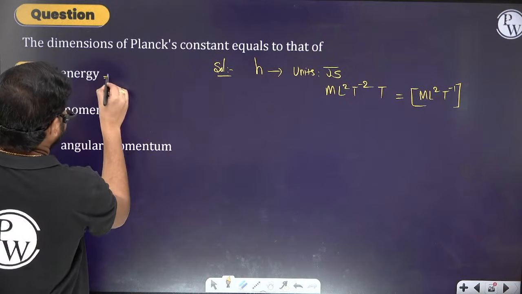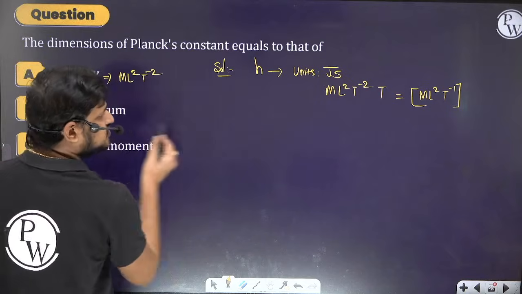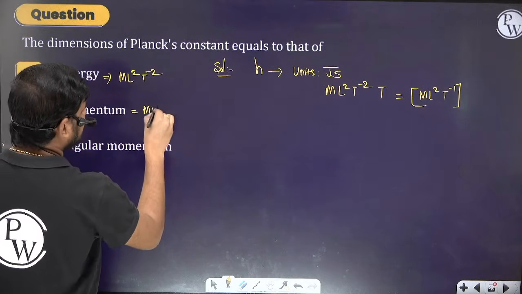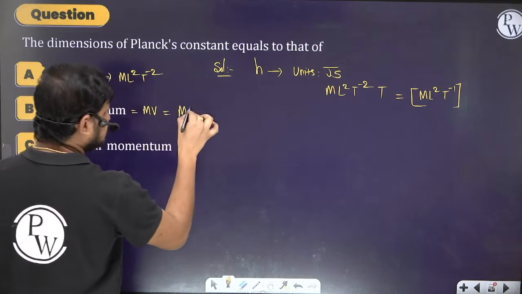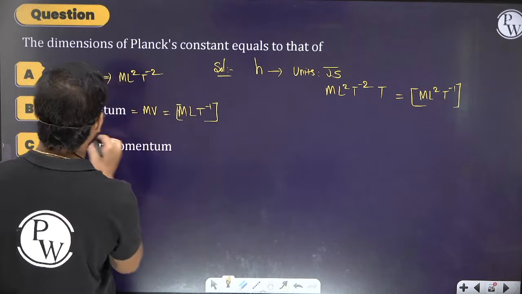Energy means M L square T to the power minus 2. This one is not the same, so cancel that. Momentum is nothing but mass into velocity. Mass is M, velocity is distance per time, so L T to the power minus 1. So M L T to the power minus 1, no.